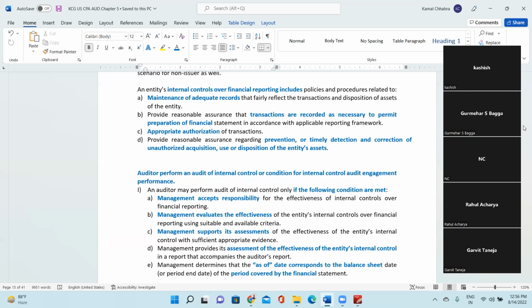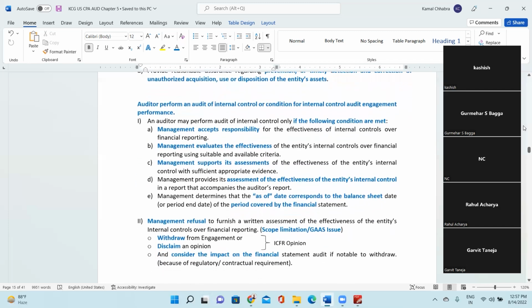The fourth point is to provide reasonable assurance regarding the prevention or timely detection and correction of unauthorized acquisition, use or disposition of the entity's assets. So when you are testing internal control over financial reporting, you need to ensure that management has adequate records in place, adequate controls in place, appropriate authorization of transactions, and that management controls are sufficient to prevent, timely detect and correct any unauthorized usage.